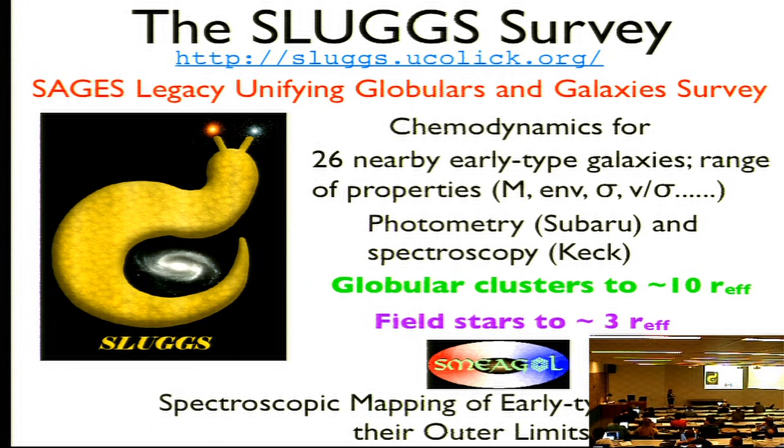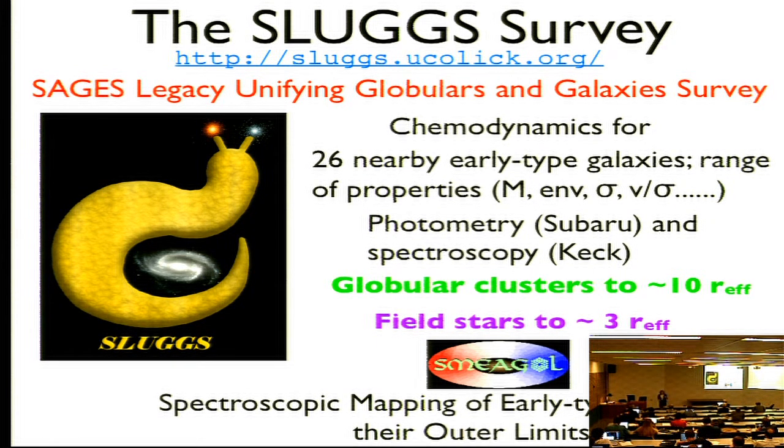property bins. And we do photometry with the Subaru telescope, and we do follow-up spectroscopy with Keck, primarily with the DEIMOS spectrograph. And with these tools, we study the globular clusters out to 10 effective radii, and we get the two-dimensional starlight maps out to 3 or 4 effective radii.